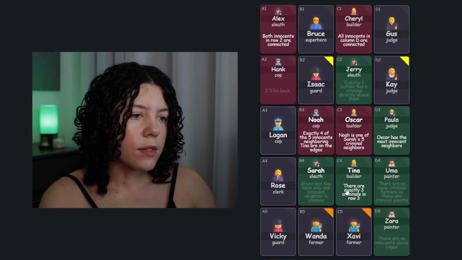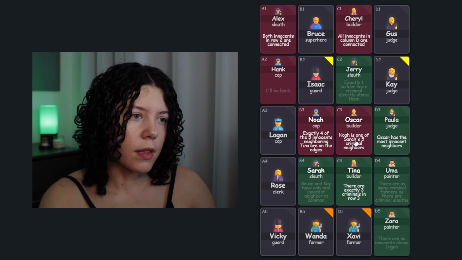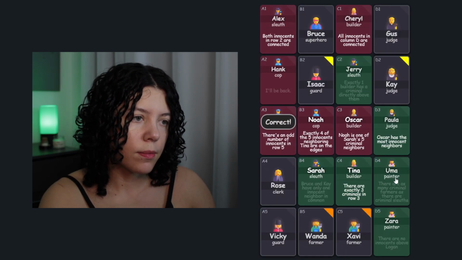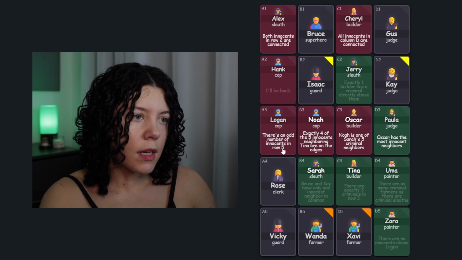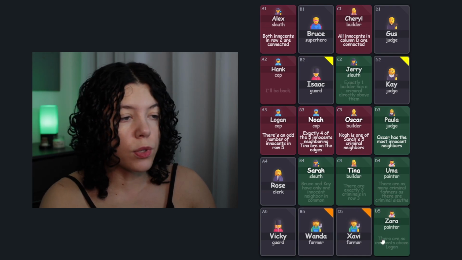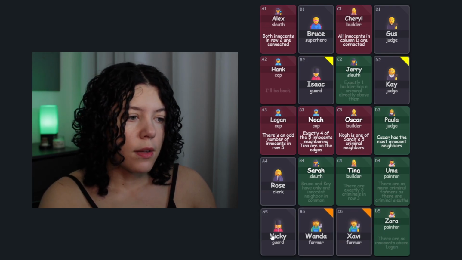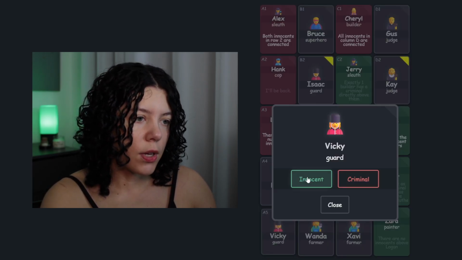And now Tina tells us there are exactly 3 criminals in row 3, and the third one could only be Logan. Now Logan tells us there's an odd number of innocents in row 5. And we know there's 2 here, Zara and someone else who was either going to be Wanda or Xavi. 2 is an even number, so Vicky has to be the third one for us to have an odd number.